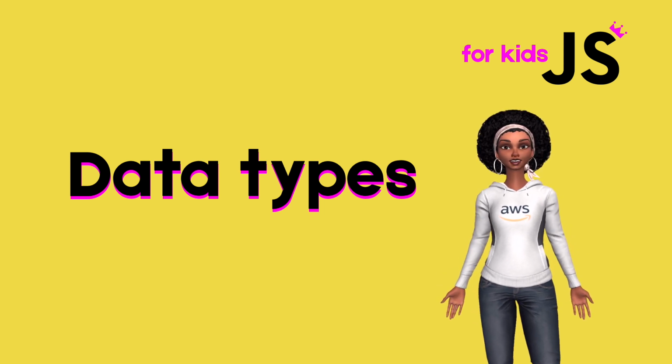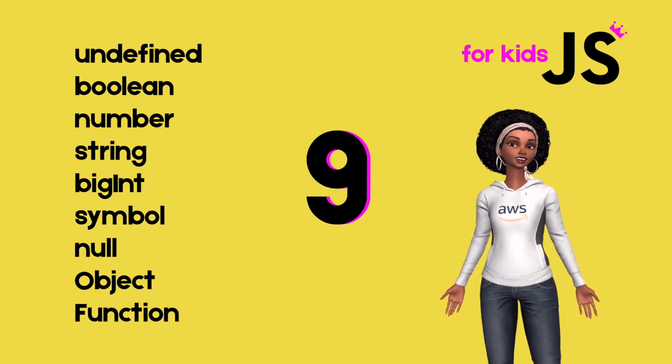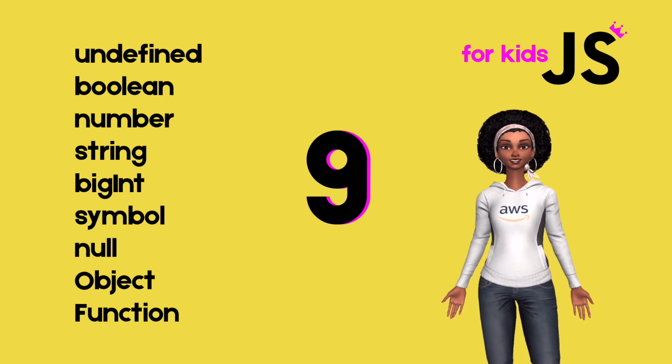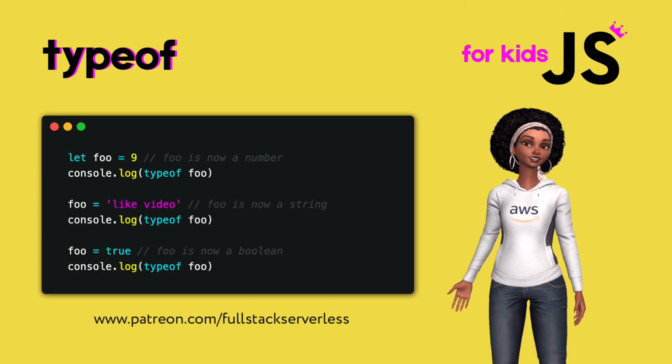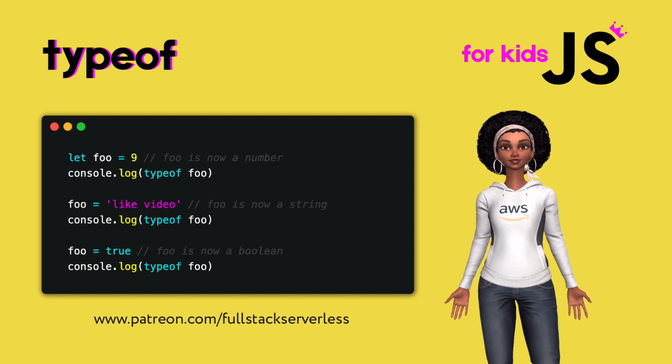JavaScript data types and data structures. The latest ECMAScript standard defines 9 types: undefined, Boolean, number, string, BigInt, symbol, null, object, function. JavaScript has a fairly simple operator for type checking. The typeof operator returns a string indicating the type of the unevaluated operand.